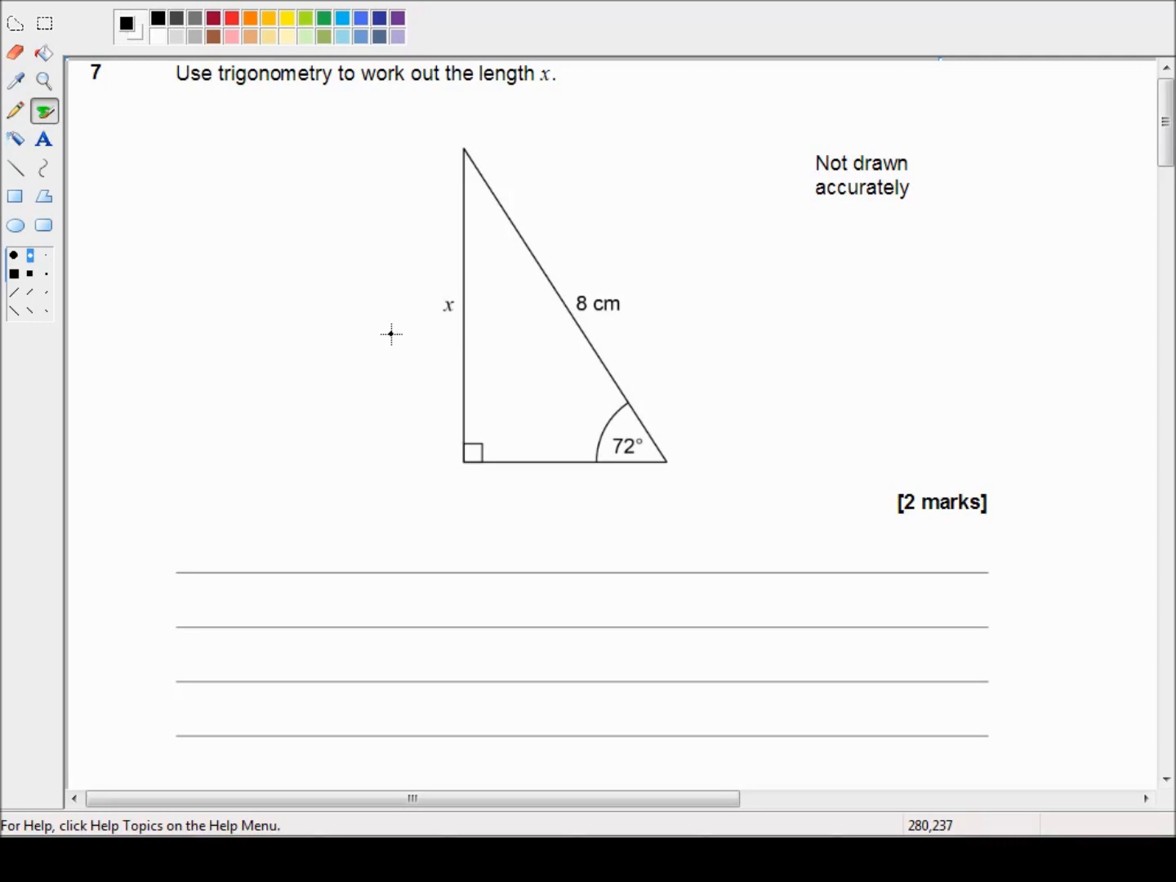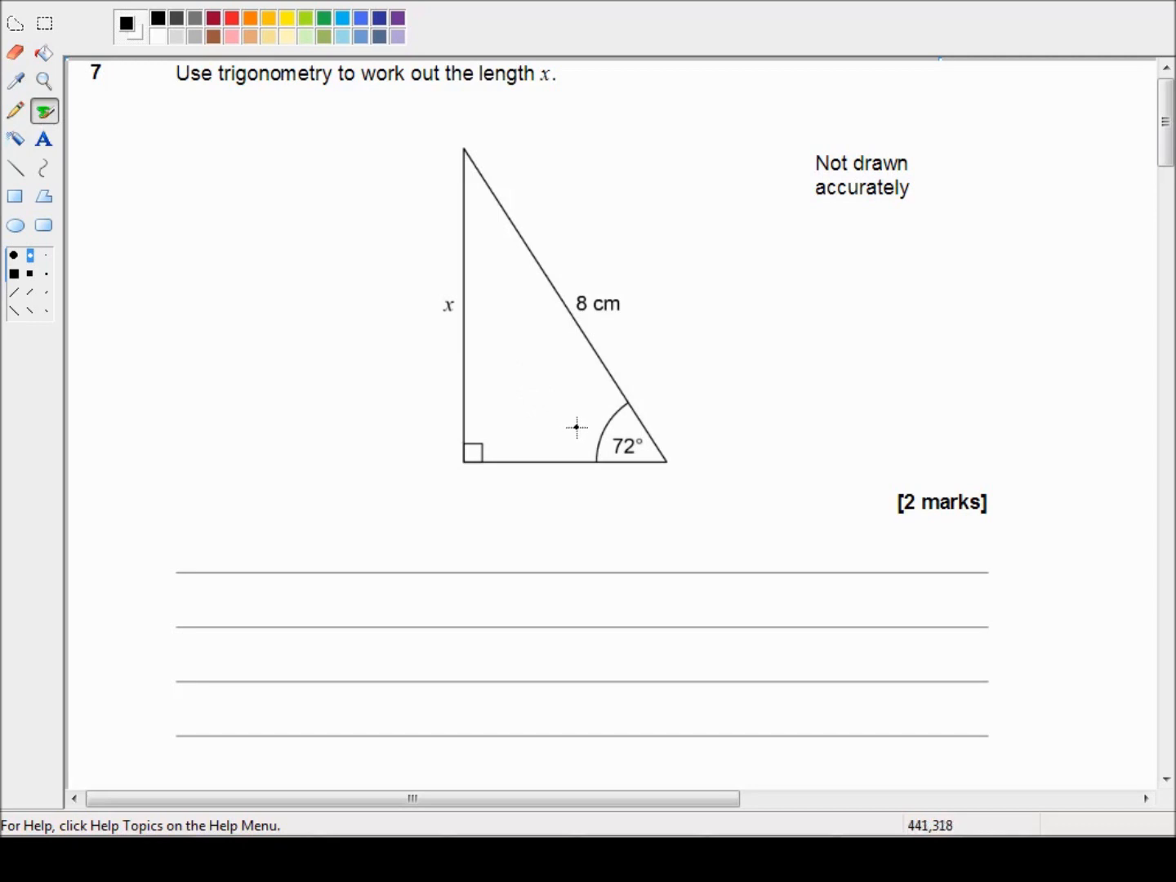In this video we're looking at the second paper in the higher tier of the June 2017 past papers. This is question 7, which reads, use trigonometry to work out the length of x, which is a good thing that this is actually a calculator paper, so we are allowed to use calculators.